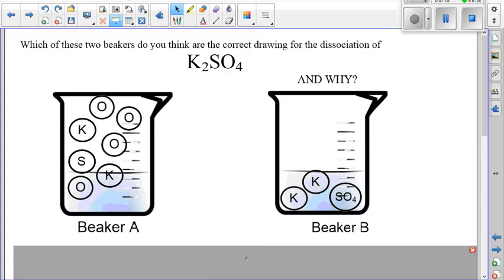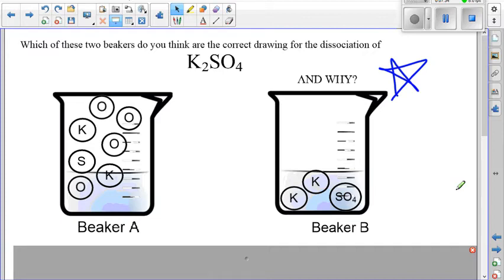They want to see. In this case, beaker B is actually the correct answer. And here's why. SO4 is an ion on its own. Okay, so it's not going to break into even smaller pieces. SO4 acts as an ion on its own.